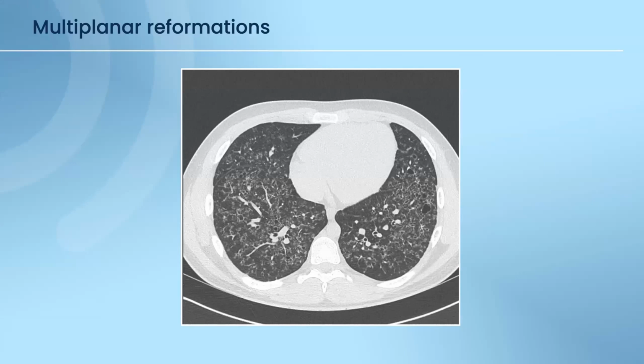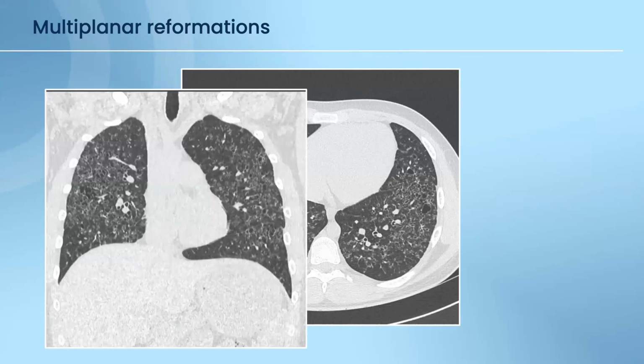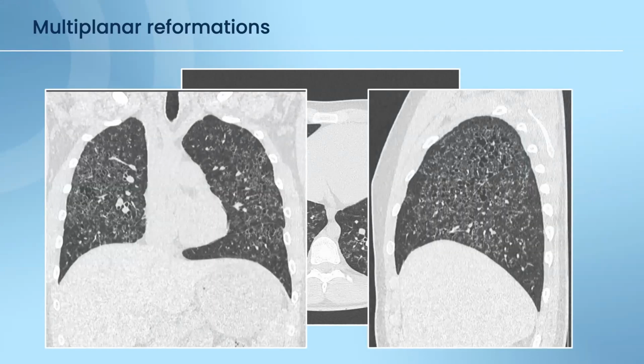If you just look at these axial slices, that's what we call an axial or transversal slice here, you might miss or get misled in regard to the extent of findings or the distribution of findings. If you are reconstructing images in these multi-planar views, as you see here, a coronal plane and a sagittal plane, you're much better able to delineate the distribution of these findings. You see here clearly that there's a predominance of the upper lobe, and the basal parts are almost spared.